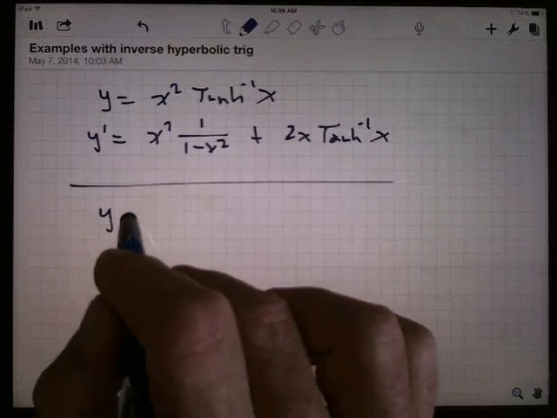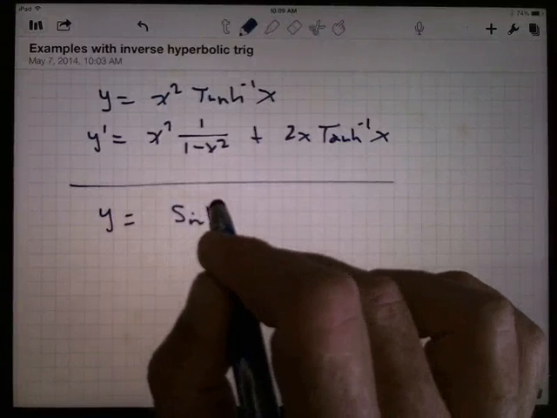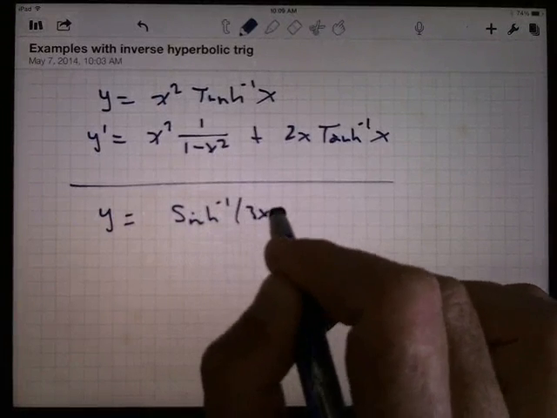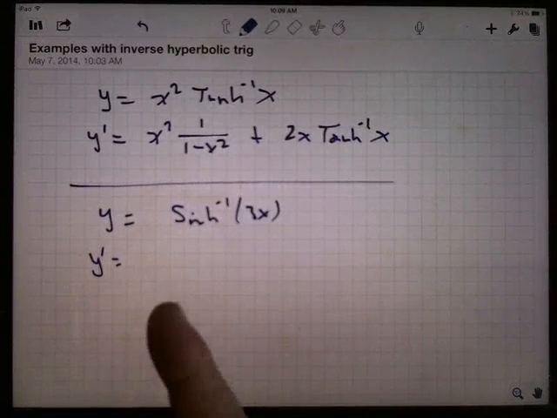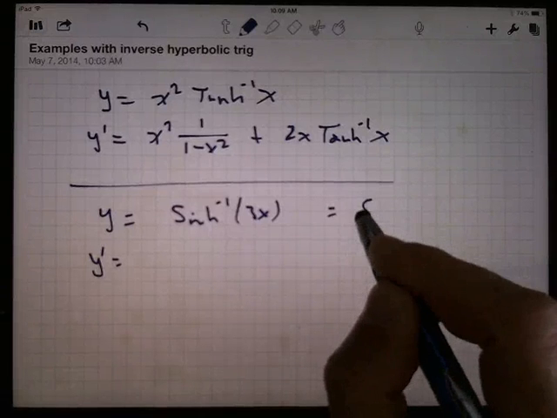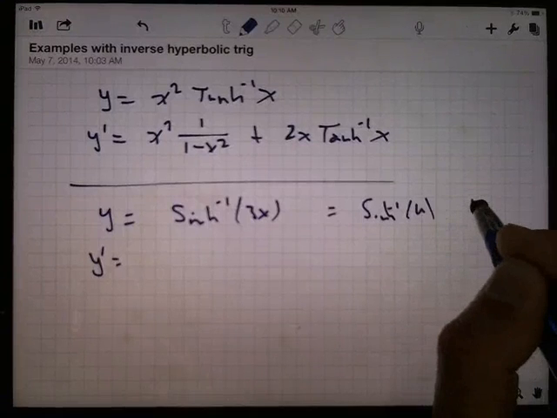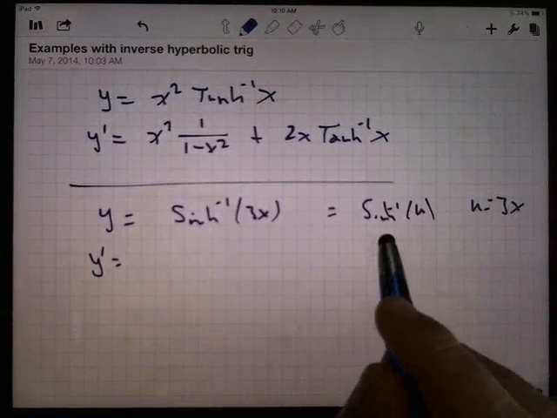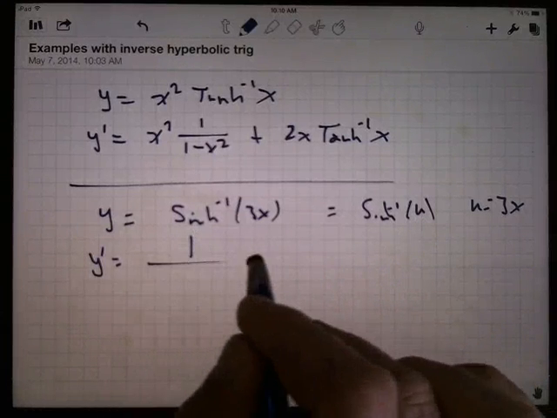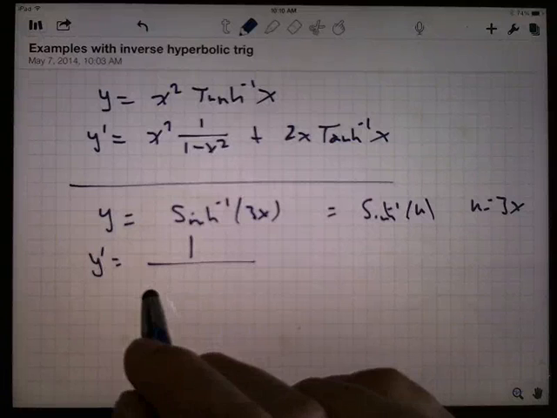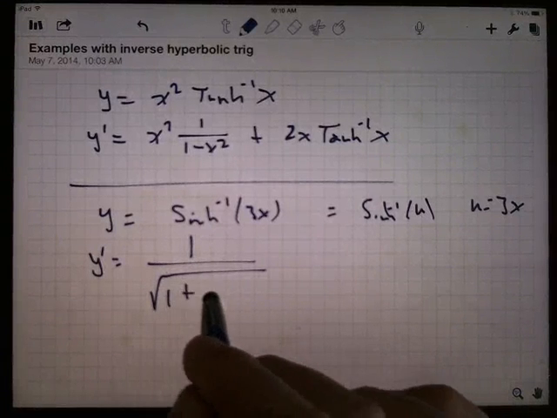Next one I want to do is something like y equals the inverse hyperbolic sine of 3x. How do I take the derivative? Well, this is a chain rule, right? This is an inverse hyperbolic sine of u, where u is equal to 3x. So I need the derivative of the outside function, leaving the inside alone. So the derivative of the inverse hyperbolic sine of u would be 1 over the square root of 1 plus u squared.